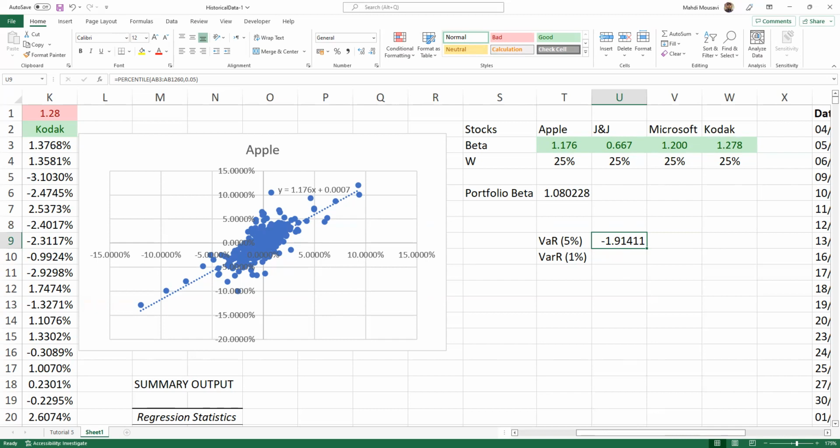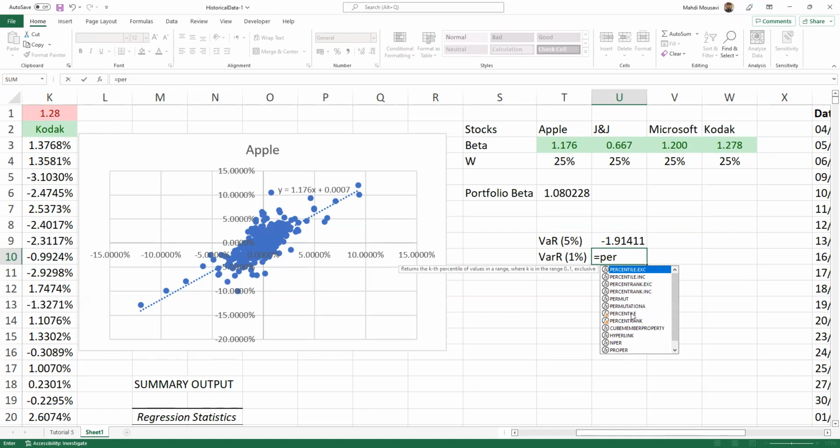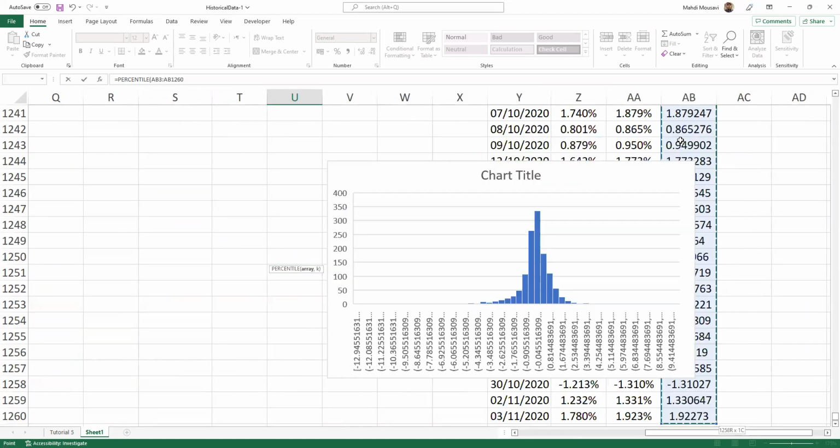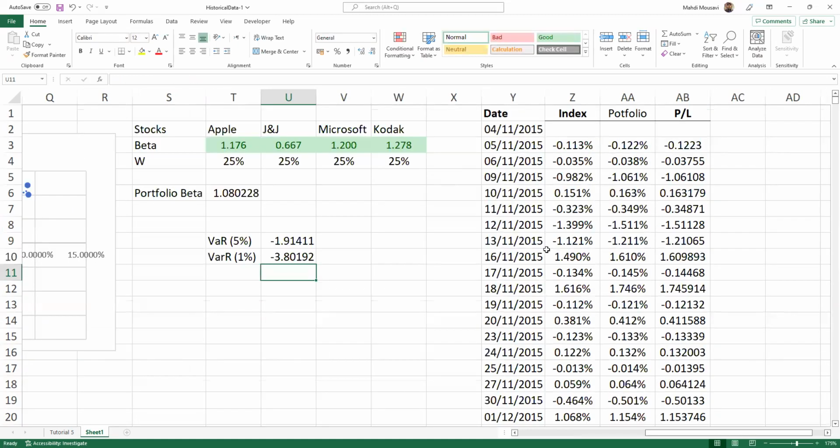And also, for the 1%, we can use percentile. Again, select the range from up to down. This time 0.01 would be selected. So we have got the value at risk at the 1% and 5% levels.